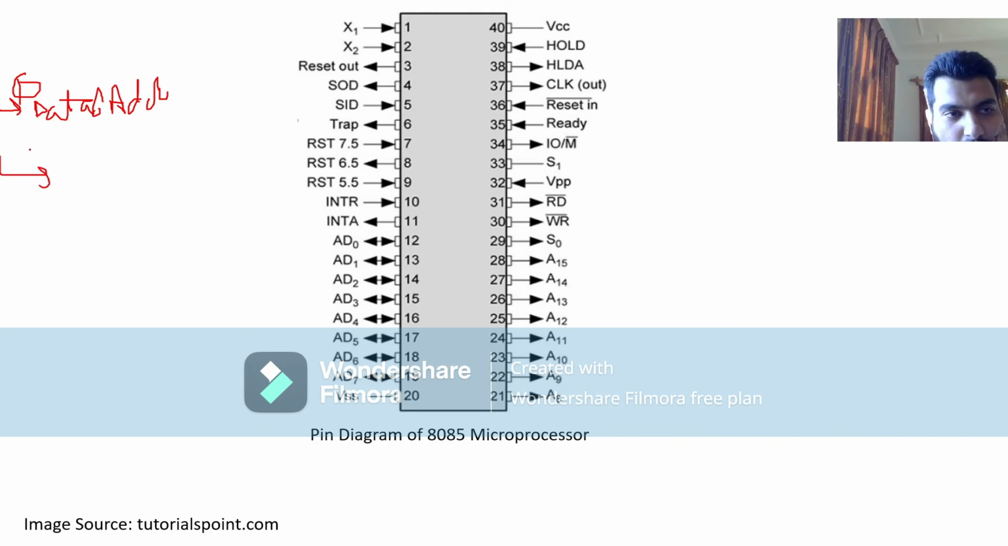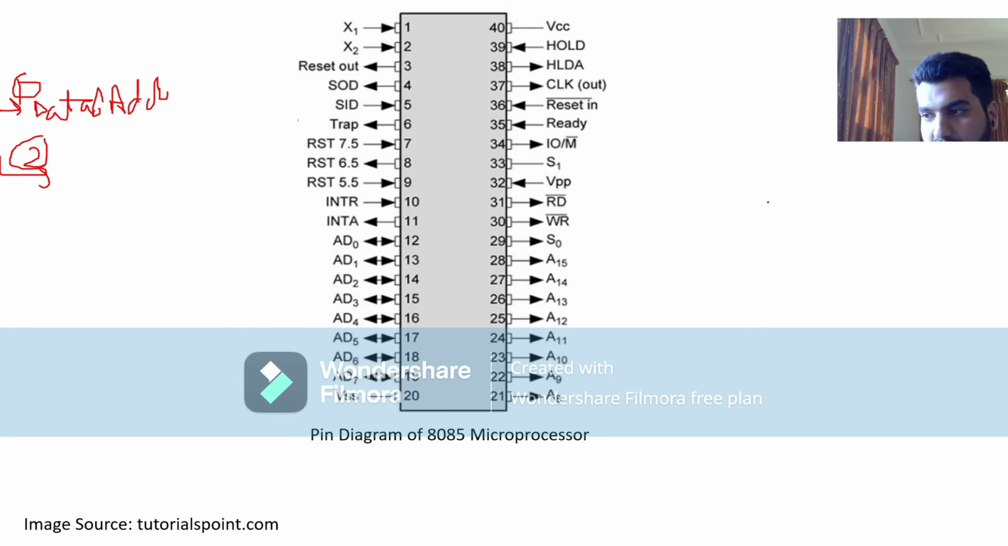Then we have the second component, the control and status signals. There are three control signals: RD, WR, and ALE. ALE stands for address latch enable. It is the positive going pulse generated when a new operation is started by the microprocessor. When the pulse goes high, it indicates address. When the pulse goes low, it indicates data.